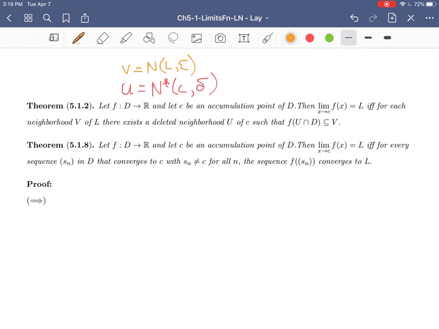All right, let's take a look at our second theorem. Our second theorem says let f be defined as this and C be an accumulation point. Then the limit of f at C is equal to L if and only if for every sequence S sub n in D that converges to C with S sub n not equal to C for all choices of n, the sequence f of S sub n converges to L. And so we can go through and prove this. We'll take some time to prove this. Since this is an if and only if, we have to go in a forward direction and a reverse direction.